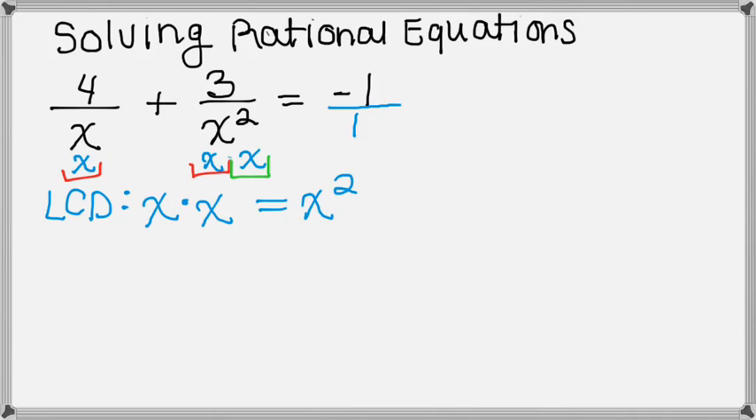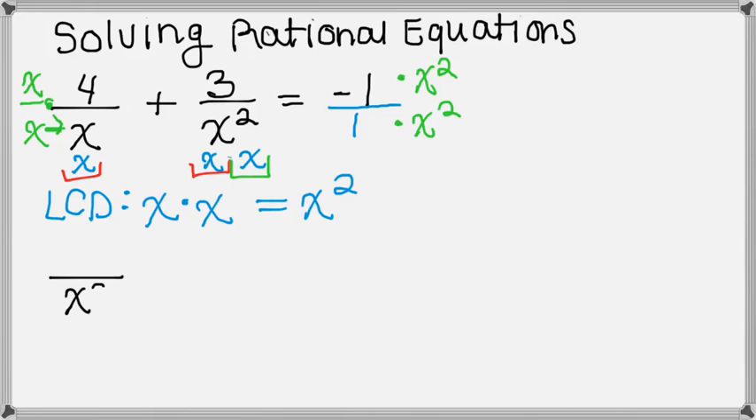And now we need to do the multiplication in order to get each denominator to be an x squared. The 4 over x we can multiply by x over x, because if we multiply on the denominator, that would give us x squared, which is what we want. 3 over x squared already has a denominator of x squared, so we don't have to do any multiplication there. And the -1 we're going to multiply by x squared over x squared.